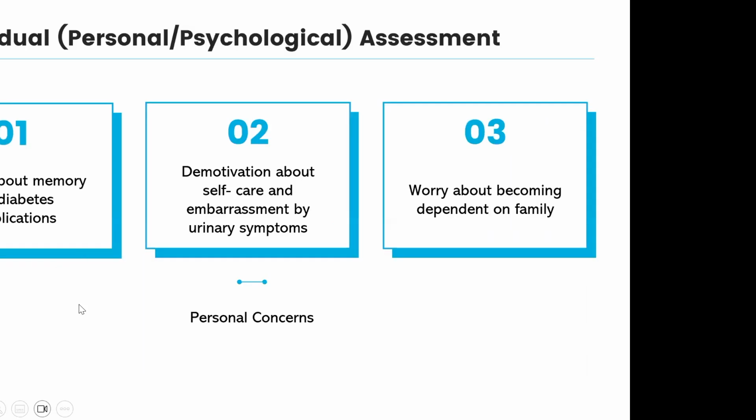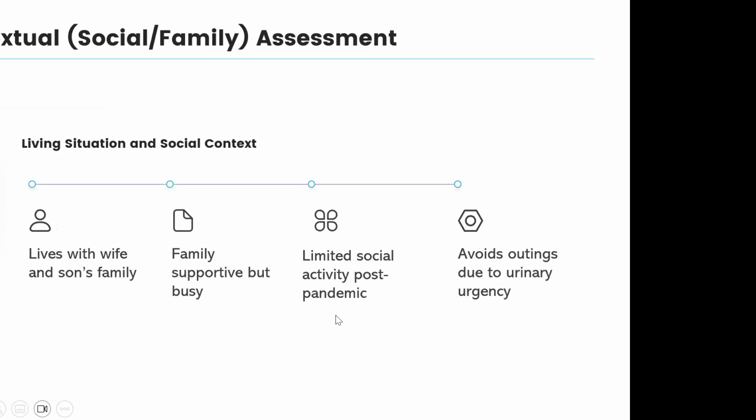Coming to his individual or personal assessment, he has anxiety about memory and diabetes and its complications. That's what he is concerned about. He's demotivated about self-care and is embarrassed by his urinary symptoms, to the extent that he has stopped going out to public functions and with family, because it embarrasses him to go to the toilet, as he has so much urgency. And he worries about becoming dependent on the family. This is the individual assessment.